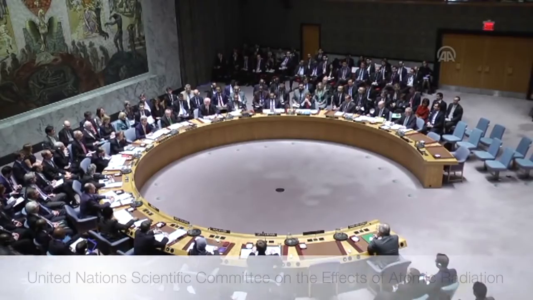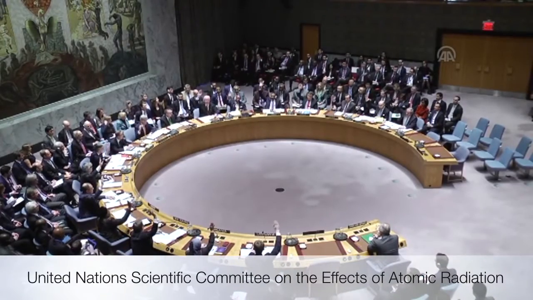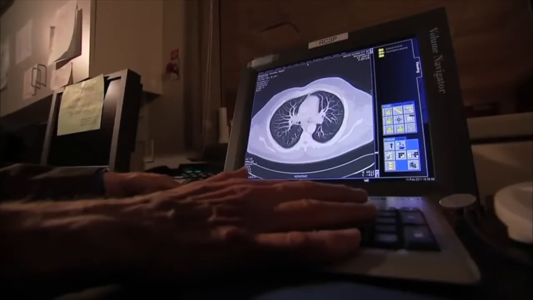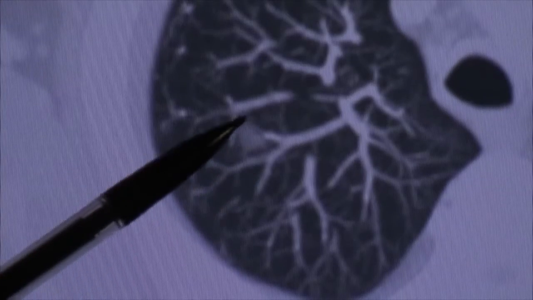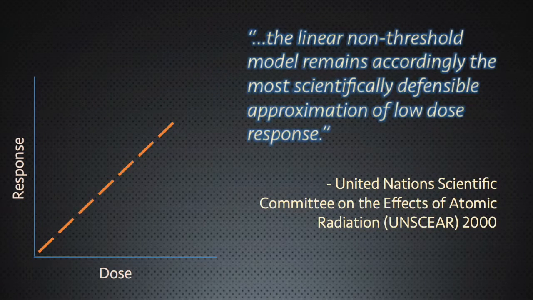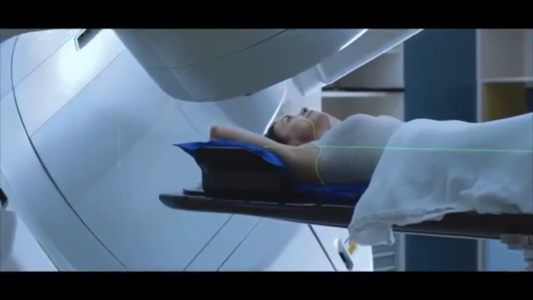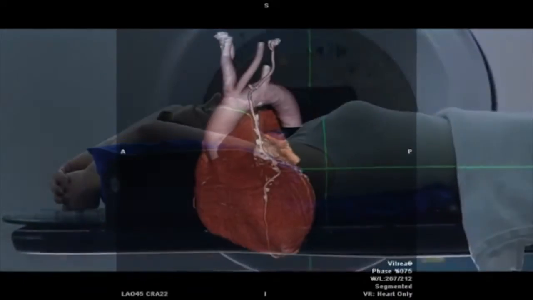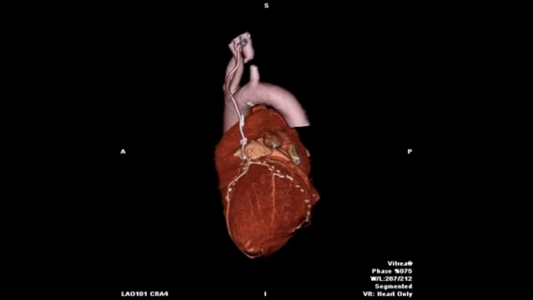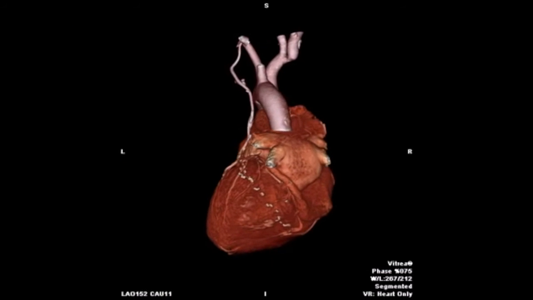The United Nations Scientific Committee on the Effects of Atomic Radiation reported that an increase in the risk of tumour induction proportionate to the radiation dose is consistent with developing knowledge. Furthermore, the linear non-threshold model remains accordingly the most scientifically defensible approximation of low-dose response. However, a strictly linear dose response should not be expected in all circumstances. Given the substantial benefits of medical imaging, the end goal is to enable the radiologist to acquire the most diagnostically acceptable image with a dose as low as reasonably achievable.